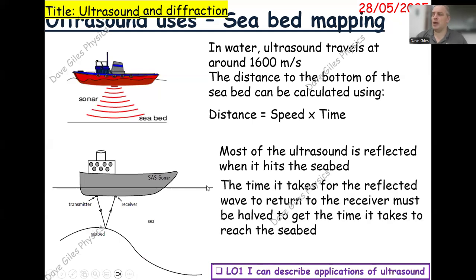The time it takes for the reflected wave to return to the receiver must be halved to get the time it takes to reach the seabed. So, for example, if it takes 2 seconds for the transmitted signal to be received, then that means it took 1 second for it to hit the seabed and another 1 second to be received. So the distance will be speed, 1,600, times 1, which is 1,600 meters, which would be quite deep at that point.